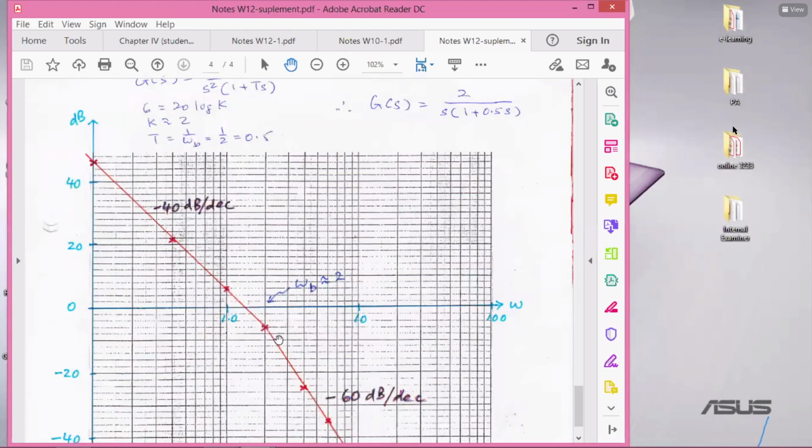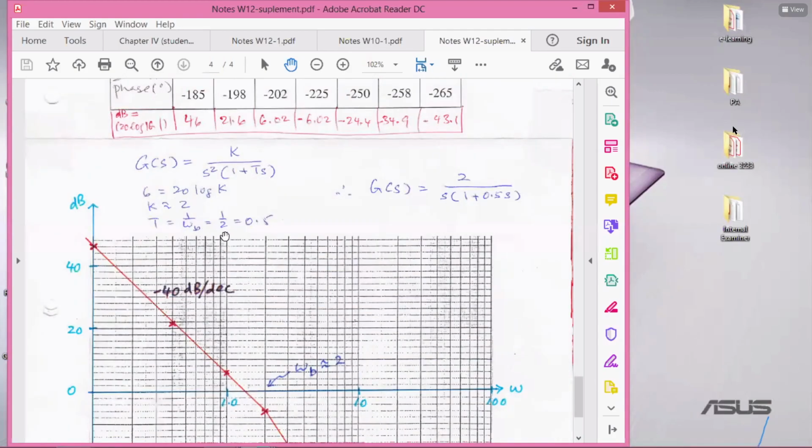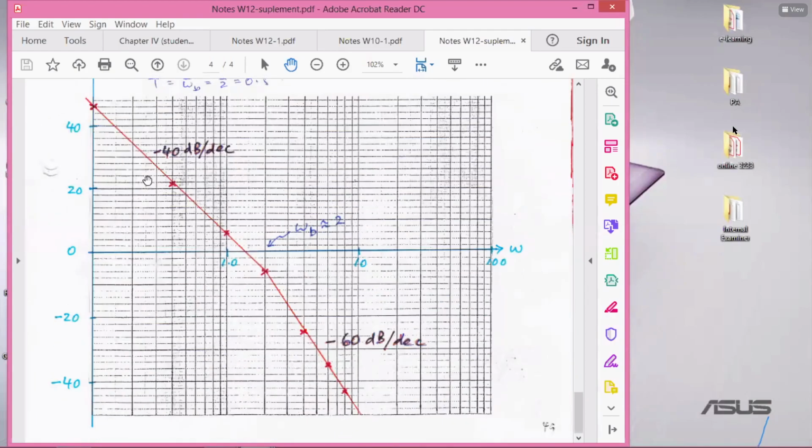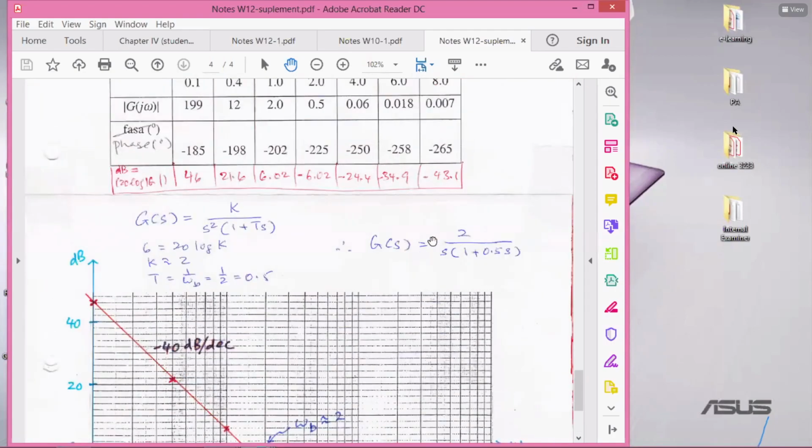And your time constant here is 1 over the break frequency. So break frequency is equal to 2. Therefore, your time constant is equal to 0.5. So you can extract the transfer function that will generate this Bode diagram curve: we have 2 divided by S multiplied by 1 plus 0.5 S. So you can extract this transfer function.